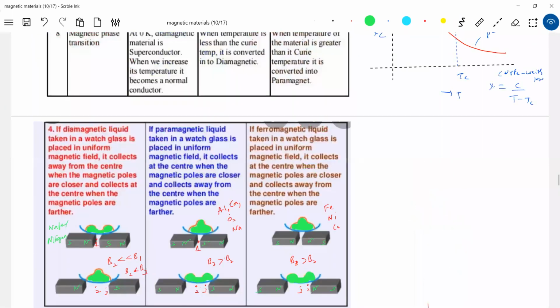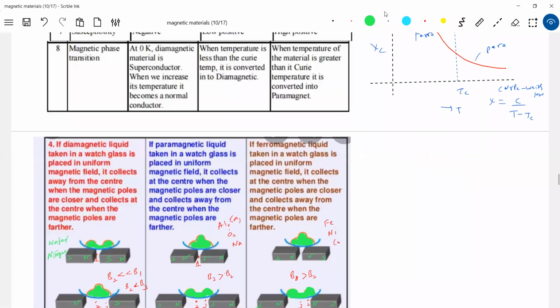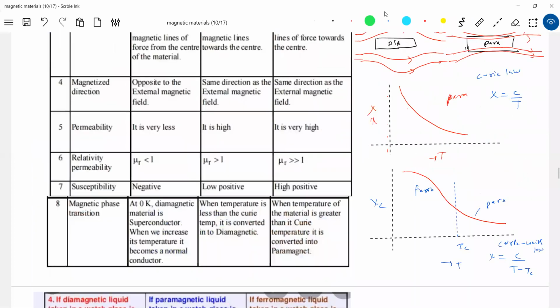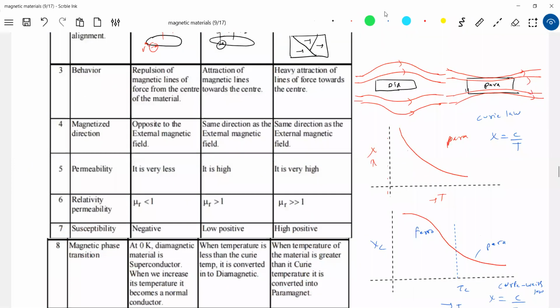This is some graphical information, or select a tabular column. This will be much easier for you to remember. Everything we discussed theoretically, I summarized in the form of a tabular column here. Just go through it once. Tomorrow we'll continue from here.